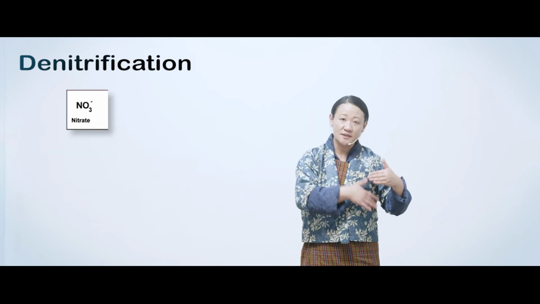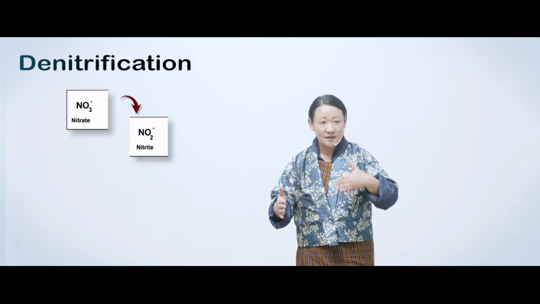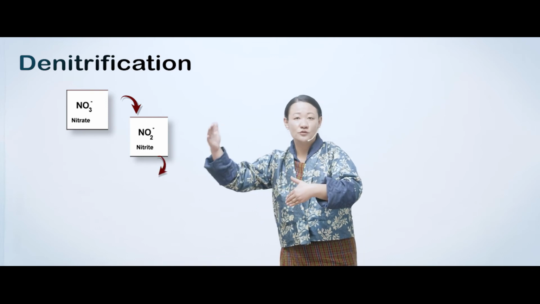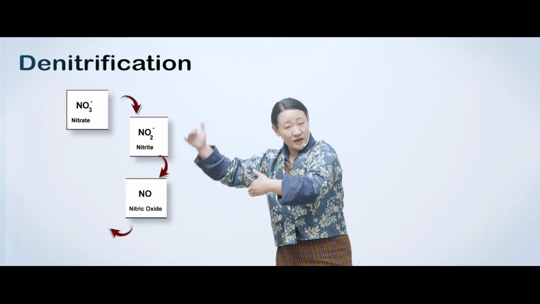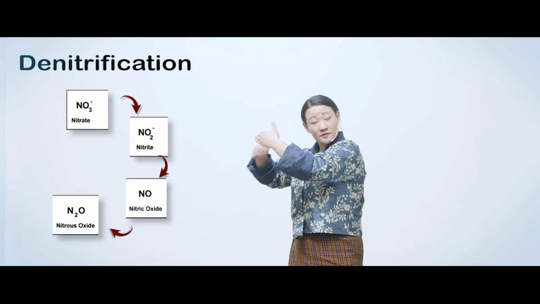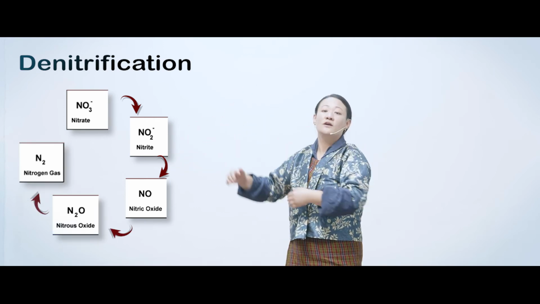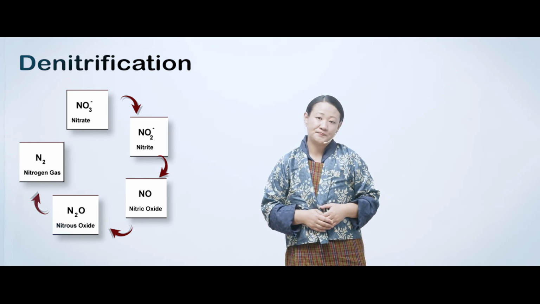The nitrate is converted to nitrites. The nitrites are converted to nitric oxide. The nitric oxide is converted to nitrous oxide, and the nitrous oxide is finally converted to nitrogen gas.